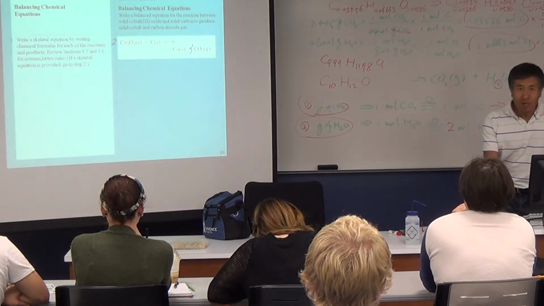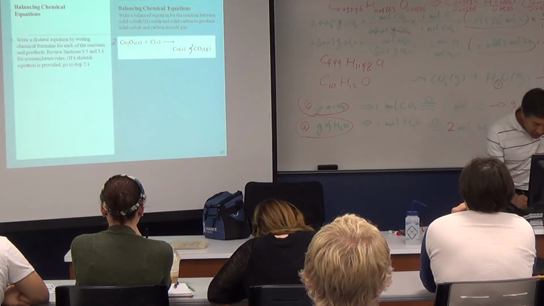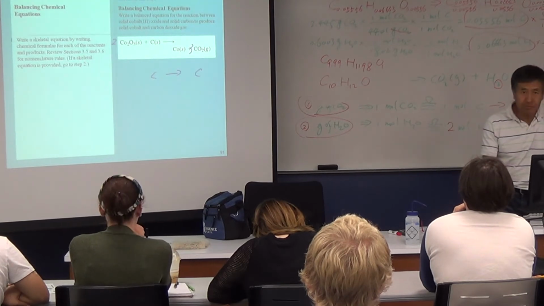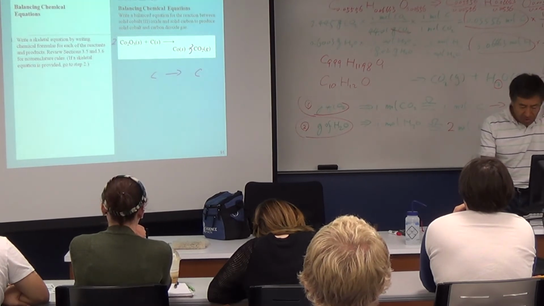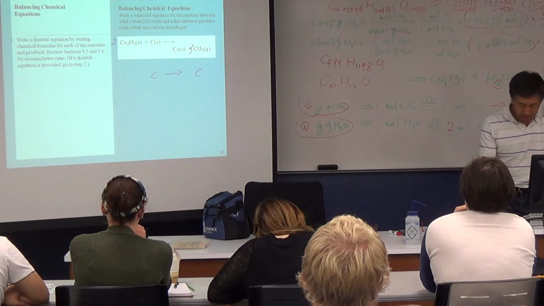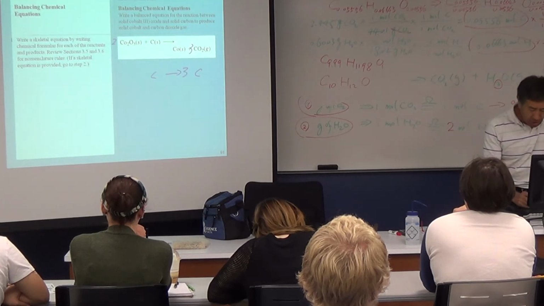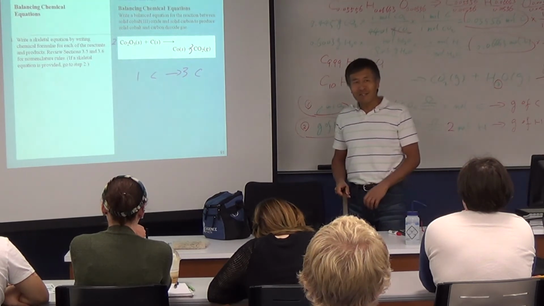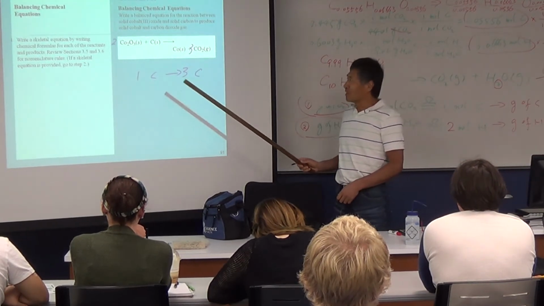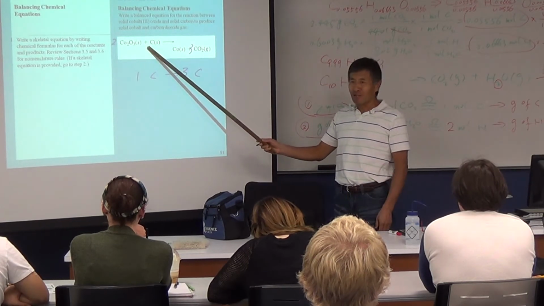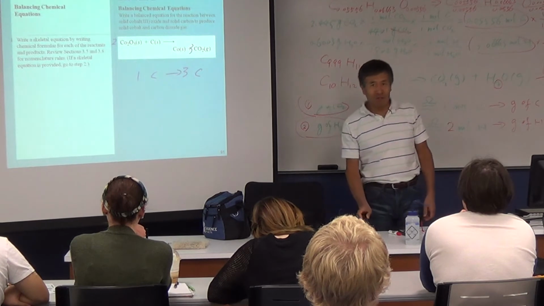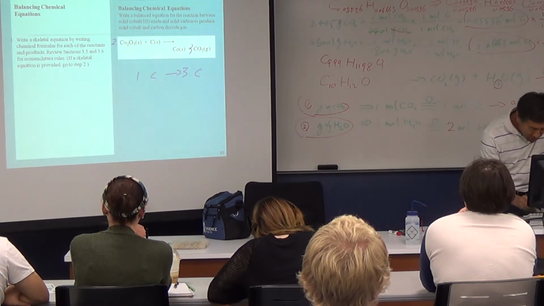How many carbon on this side? How many carbon on the right side? Three. Three carbon here. How many carbon on the left side? One. See, that's the reason you leave that one for last, and your choice is easy, because it's just by itself. You can simply change this 1 into 3, then you have the same number. So I will just put 3 here.